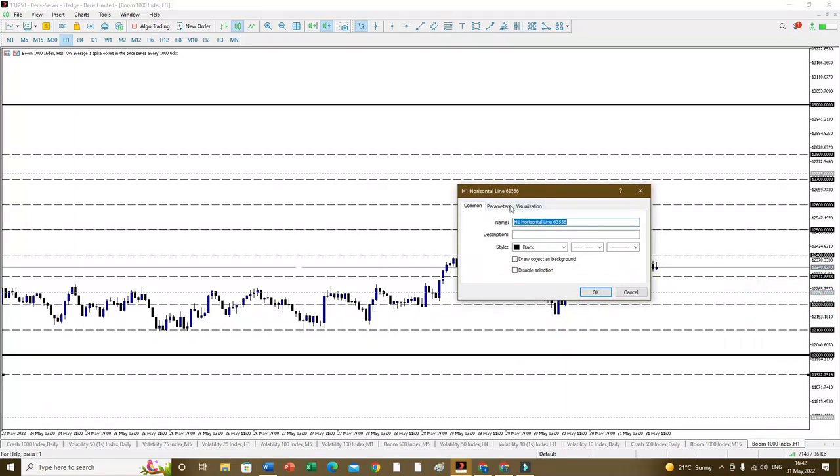I go on properties, then I go on parameters. So I want 11,900. I just type the 11,900 like that, right? Then I come on common. Make sure you do this. You disable selection, so that whenever you come to this chart, you won't be able to move these lines. They will be put on the background of that very workspace, right?